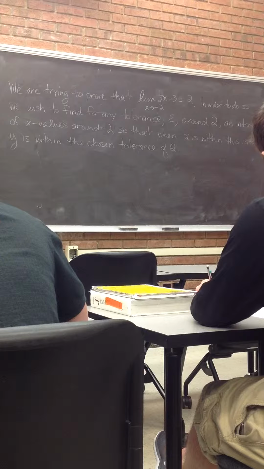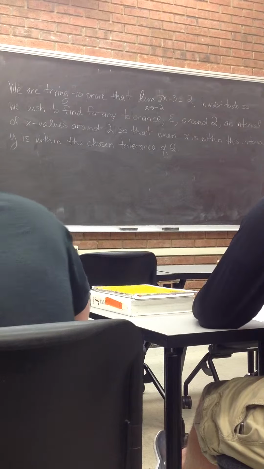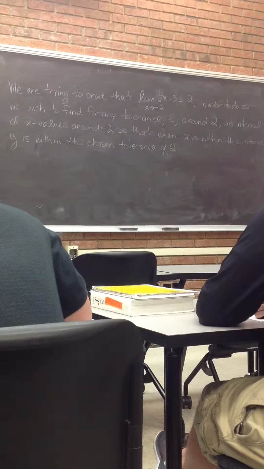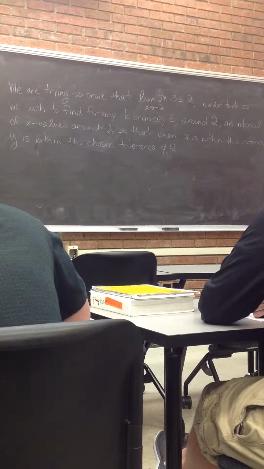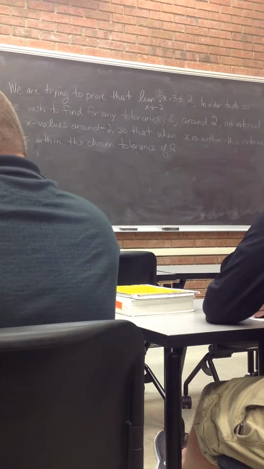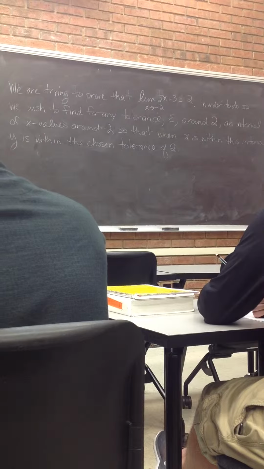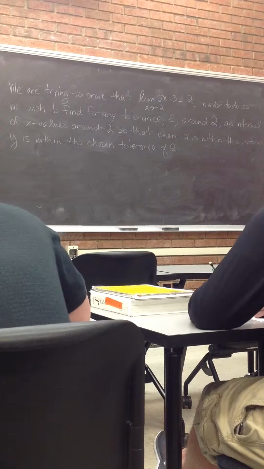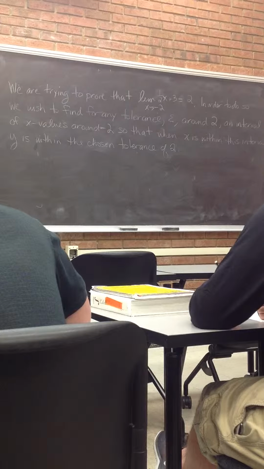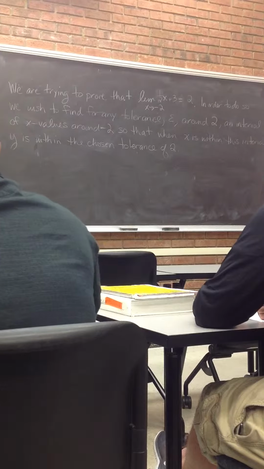So we're trying to prove that the limit of this linear function is 2. In order to do so, we wish to find, for any tolerance epsilon around positive 2, an interval of x values around negative 2, so that when x is within the interval that I find, it turns out that all the y values stay within my little tolerance around the special y value of positive 2.